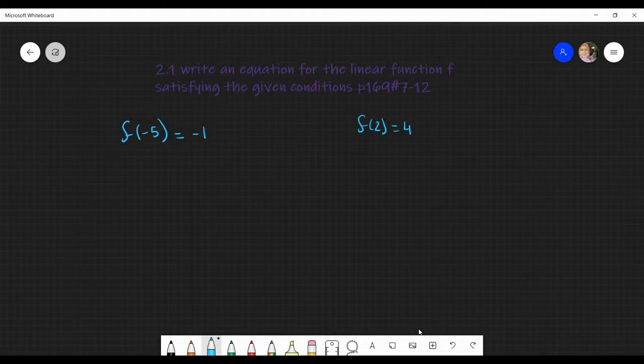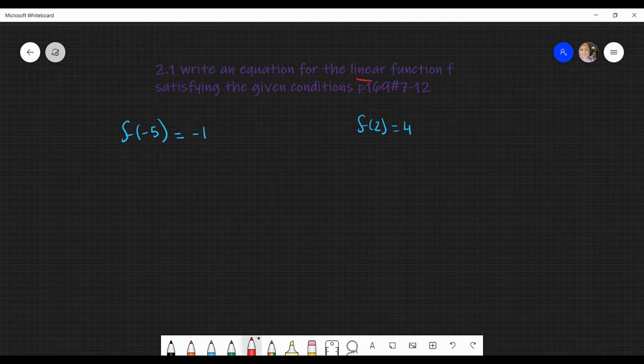Hi, in this video, we're gonna write an equation for a linear function that satisfies the given conditions. This set of problems is from section 2.1, so we started a polynomial chapter. Now, the language in this question is a little bit tricky, but this should be a very familiar question.